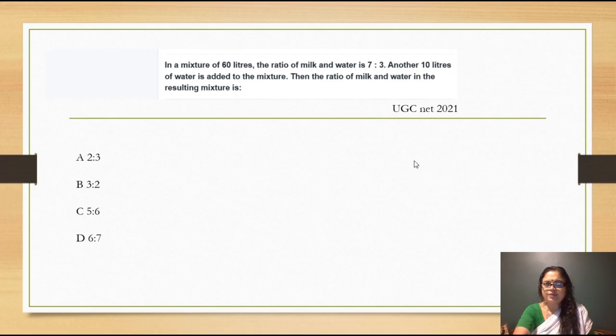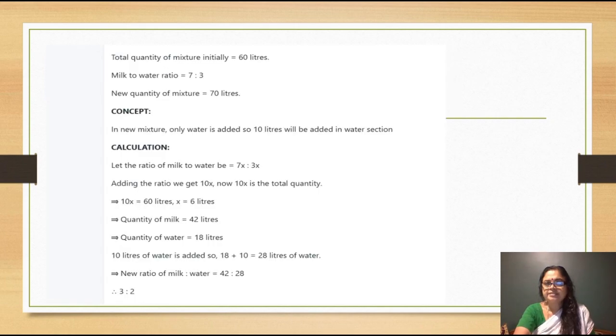Then the last question. In a mixture of 60 liters, the ratio of milk and water is 7 is to 3. Another 10 liters of water is added to the mixture. Then the ratio of milk and water in the resulting mixture will be? So here the initial quantity is given as 60 liters. Milk to water ratio is 7 is to 3. So the new quantity of the mixture is 70 liters. So we are adding only water. So 10 liters will be added in the water section alone.